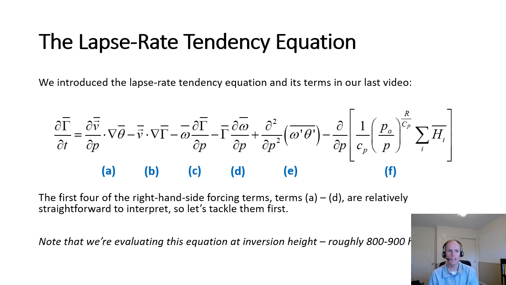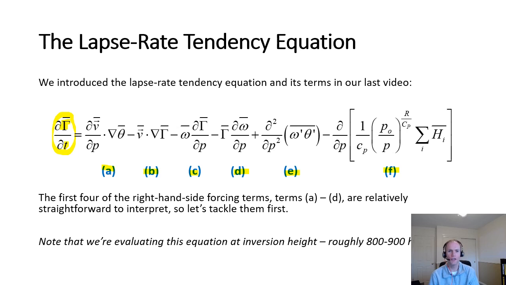So recalling from last time, we have the lapse rate tendency equation. We introduced this as having six forcing terms. On the left-hand side here, which I'm highlighting, we're looking at the change in the lapse rate, gamma, as a function of time. And it has six forcing terms, A, B, C, D, E, and F.